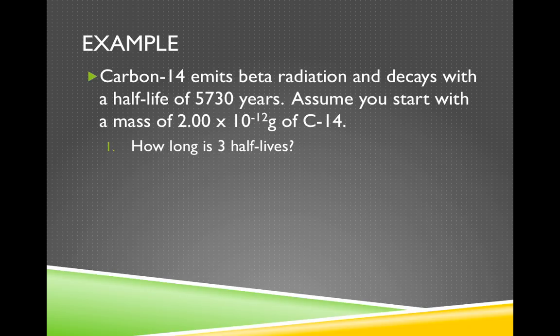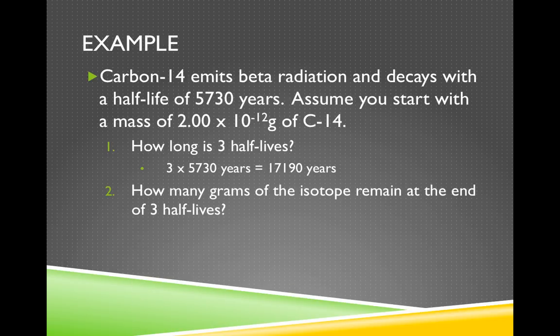The first question I'm going to ask you is, how long is 3 half-lives? So if 1 half-life is 5,730 years, how long is 3 half-lives going to be? To figure this out, you just take 3 times 5,730 years, and you get a grand total of 17,190 years. So this is an example of one of those isotopes that has a very, very long half-life.